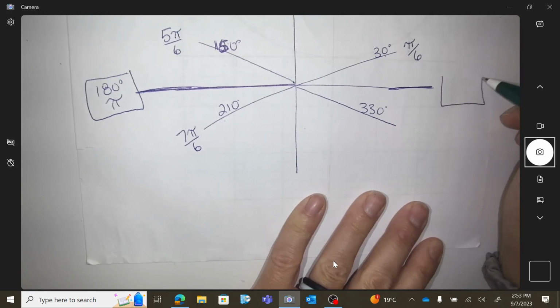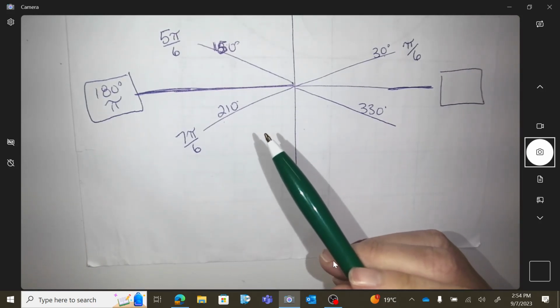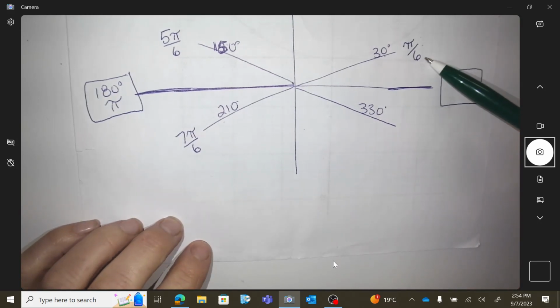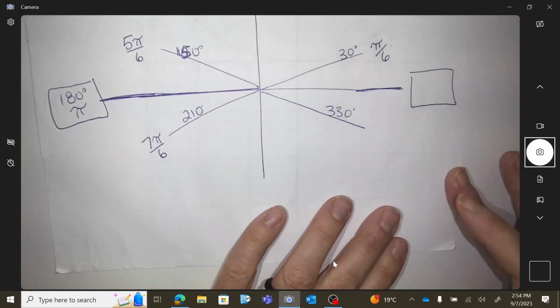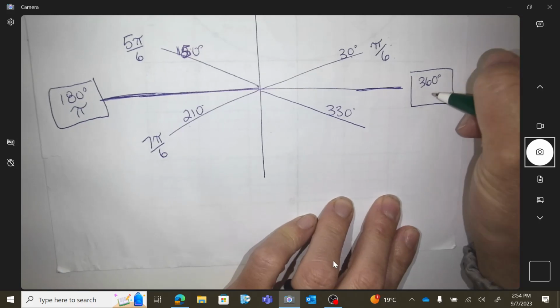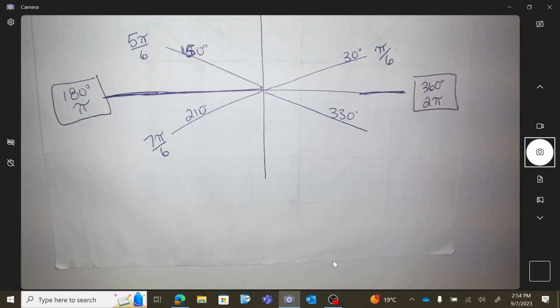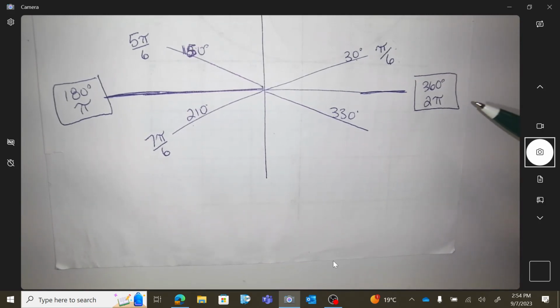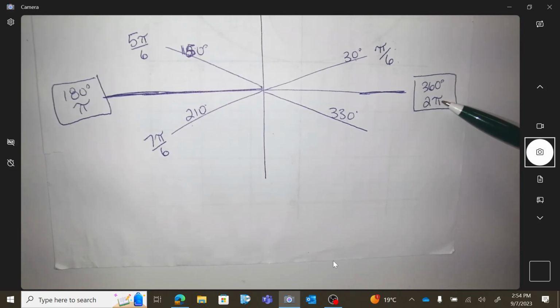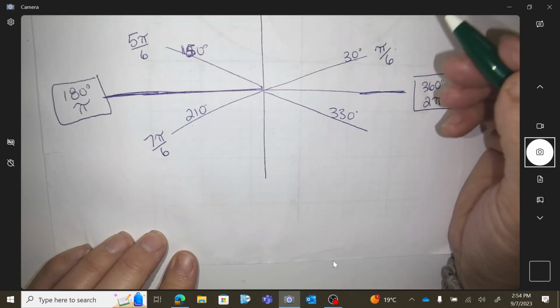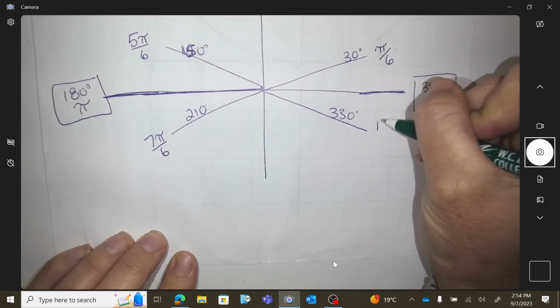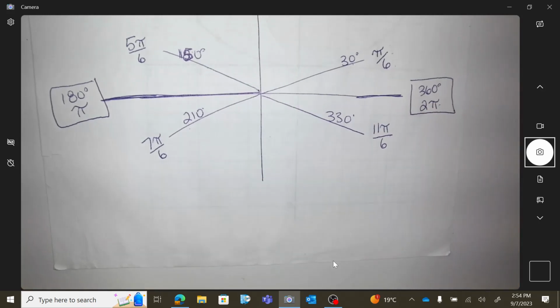Why would that be 7 pi over 6? Because it's one 30-degree increment, one pi over 6 more than this one, which was 6 over 6, so 7 over 6. Okay, this line is 360, which is a big one, 2 pi. So in the 6ths world, are you okay if I call 2 the same as 12 over 6? 2 is like a 12 over 6. So this would now be 11 pi over 6.